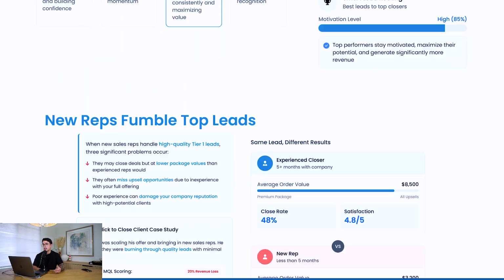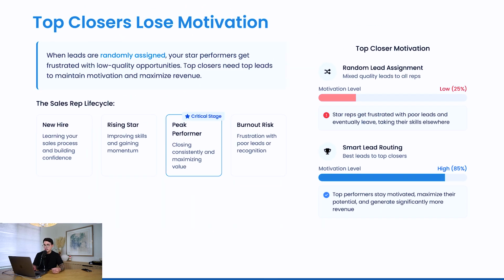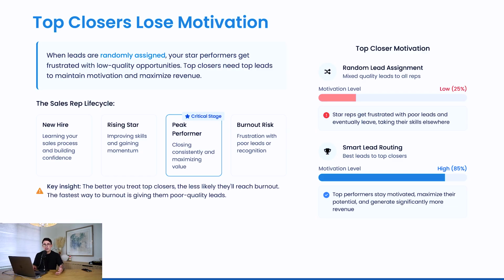And then the second thing is that top closers lose motivation because leads are randomly assigned. When you have a superstar, a crusher, you have to understand that this sales rep has a life cycle. And the better you treat this rep, the less likely he'll be to reach his burnout period. The best way to piss off a good closer is to give him leads that aren't as likely to convert. Those leads should be going to a newer rep, because that way this rep can really maximize his time, his potential, and make the most amount of money possible. Because you have to understand, when this rep makes a lot of money, you're making a ton of money.